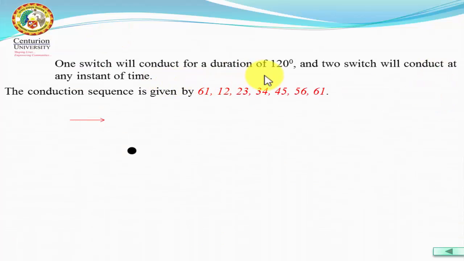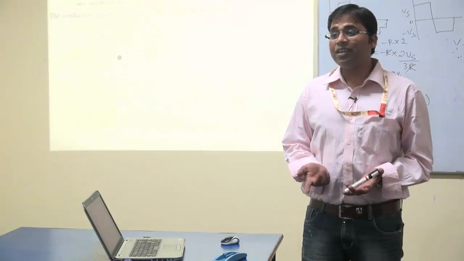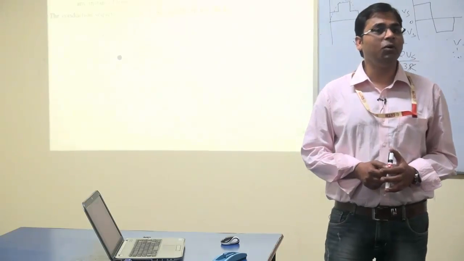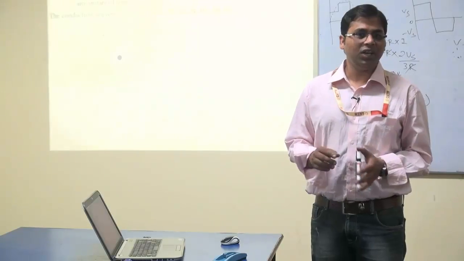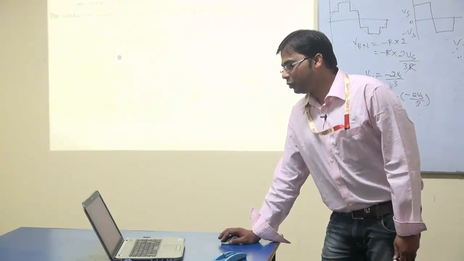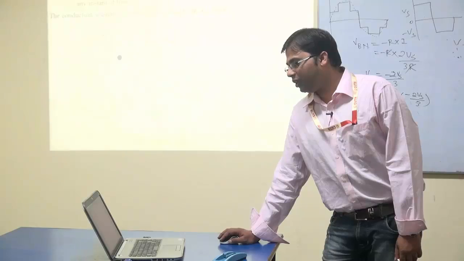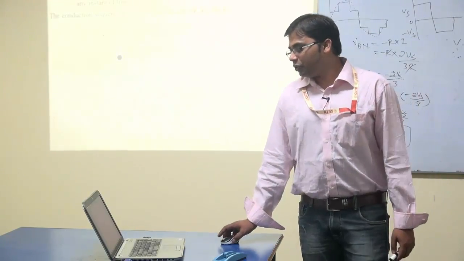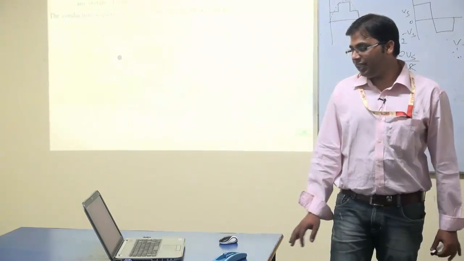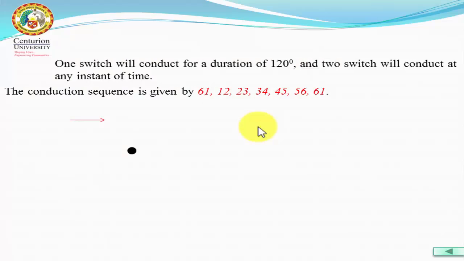So one switch will conduct for a duration of 120 degrees. So what about the next 60 degrees? Nobody is conducting for the next 60 degrees. You will get 0 voltage for the 60 degree duration. For a particular cycle, you will get 0 voltage. So one switch is conducting for 120, and 2 switches will conduct at any instant of time. The conduction sequence is 6 1, 1 2, 2 3, 3 4, 4 5, 5 6 and 6 1. So it is repeating thereafter.